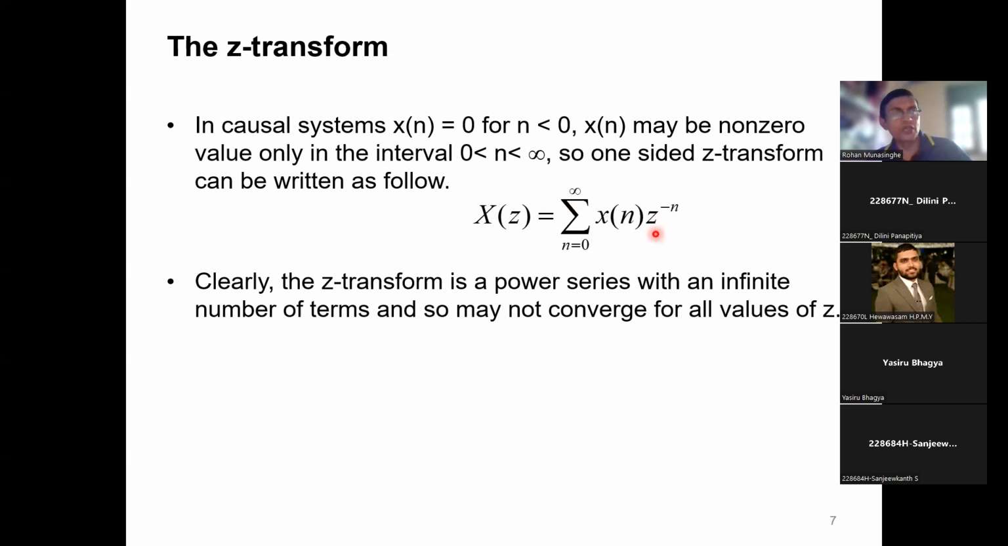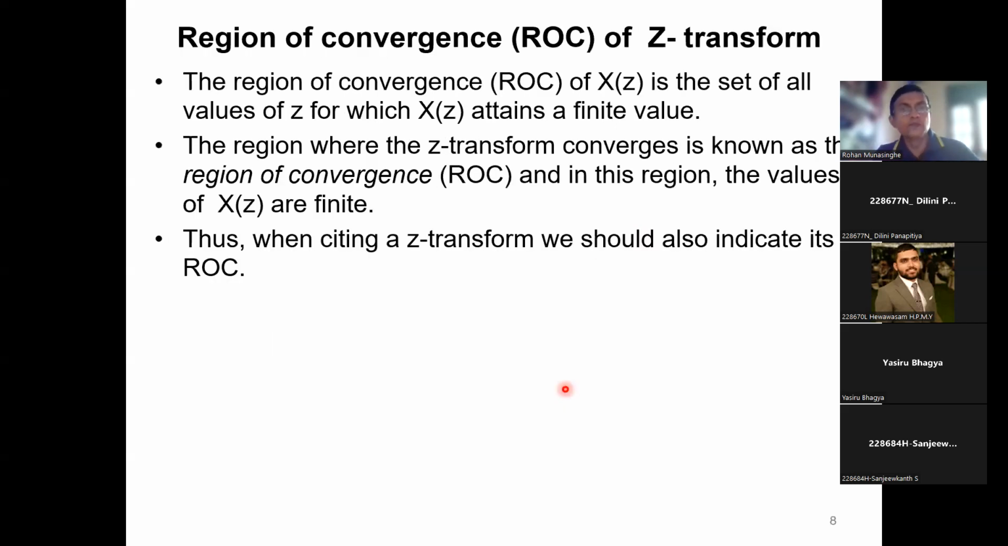Okay. So therefore, there is what is called the region of convergence. We call it that way. When you evaluate Z transforms of signals, you also have to tell what is the region of convergence. Okay, that is, what are the values of Z for which the Z transform is finite. Right. So I think I explained this to you.